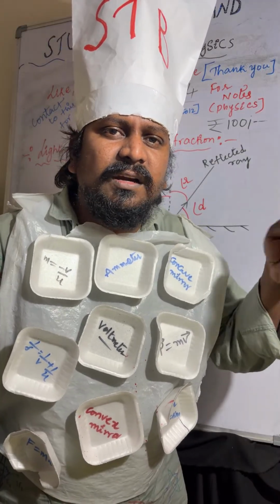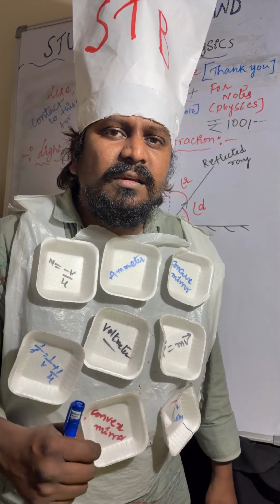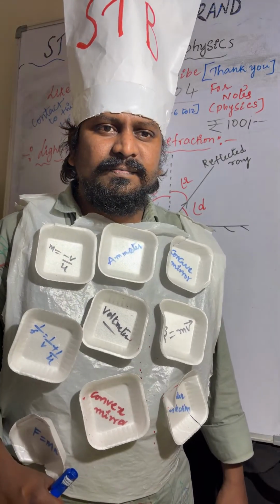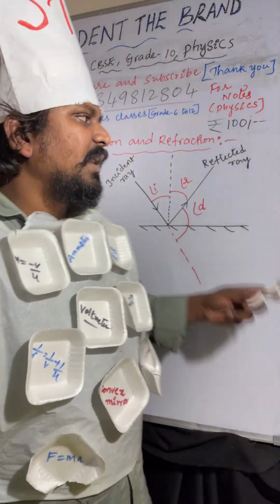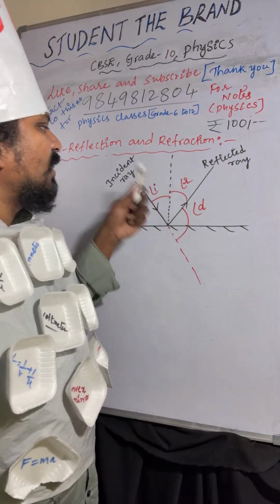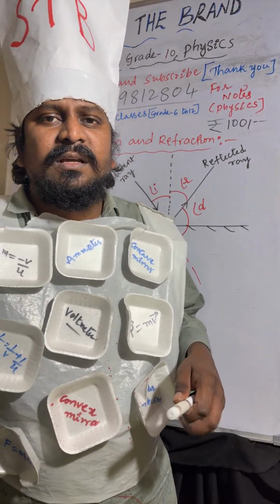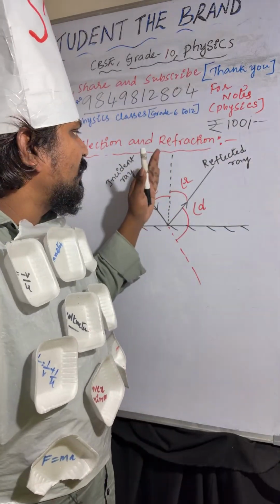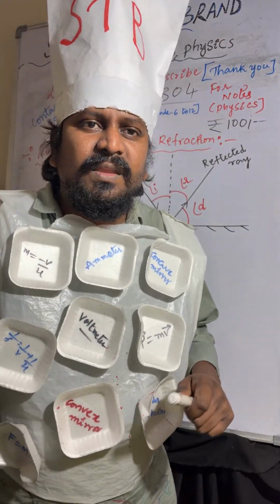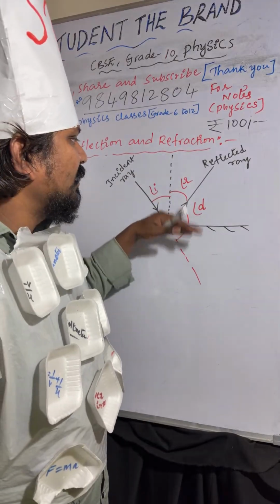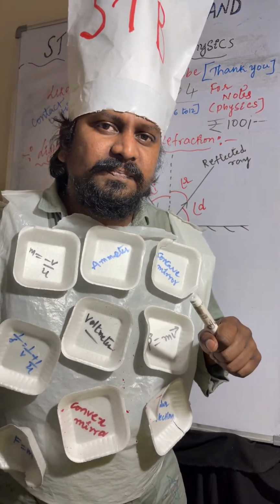Incident ray, reflected ray, normal line, and the undeviated line. The angle between the incident ray and the normal line is called the angle of incidence. The angle between the reflected ray and the normal line is called the angle of reflection. The angle between the reflected ray and the undeviated line is called the angle of deviation.